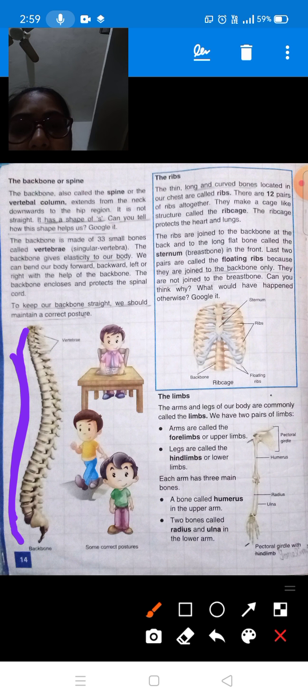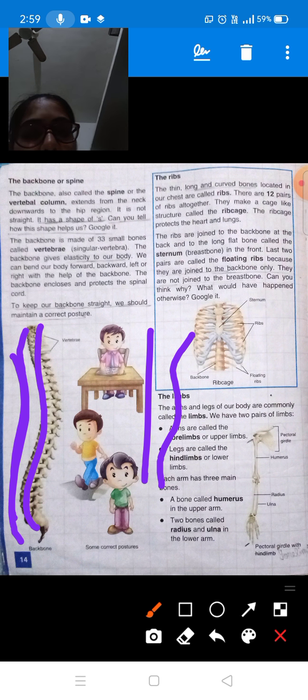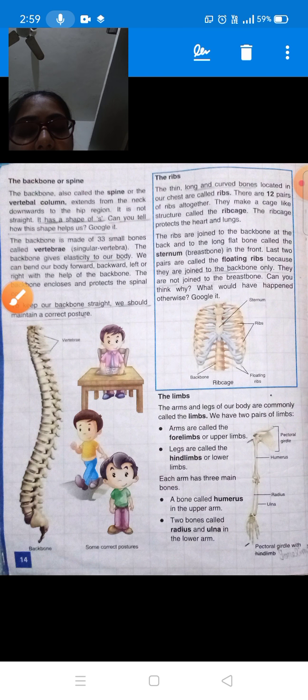It is not straight, it has the shape of an S. Students, our backbone is not straight like this, it has an S-like structure. You can see it has an S-like structure. So can you tell why its shape is like S? Students, its shape is S-shaped so that we can bend our body very properly.